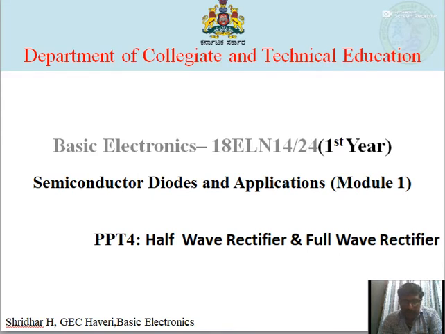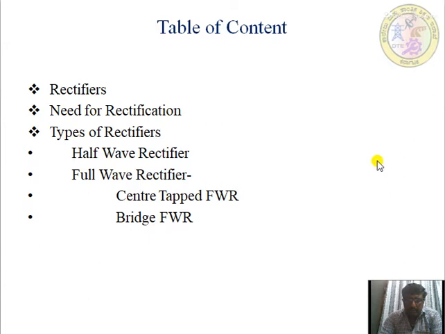Until the previous sessions we have gone through the diodes, Zener diode and diode biasing. In this chapter we are going through how diodes are used. We will first find out what is meant by the rectifier, then what are the different types of rectifier. So in this session we are going for rectifiers. Why we require rectification, and what are the types of rectifiers.